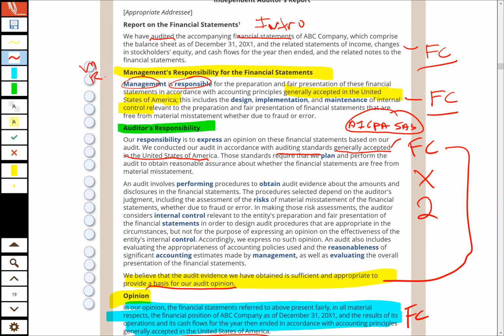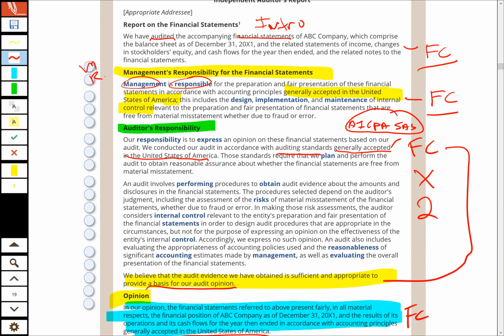If you've got this memorized, that's a piece of cake for you, okay? So you want to memorize this thing. That's one reason I want you to memorize it. The other reason is we're going to study what happens here in a minute if it's qualified. What happens if it's adverse, if it's disclaimer. And I'm not going to make you memorize the disclaimer.